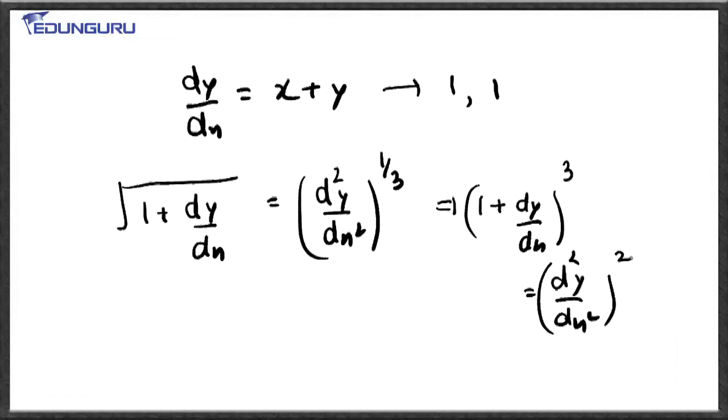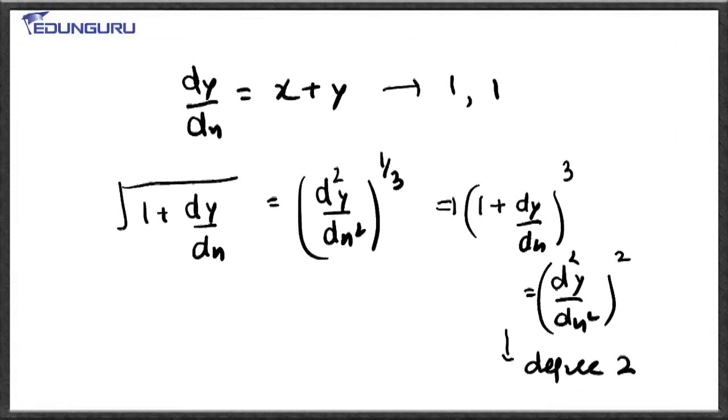The highest order derivative term is d2y dx2. It's occurring only once and the power is 2. So I say degree of this differential equation is 2. Order is 2, degree is 2. So the given differential equation has order 2, degree 2.